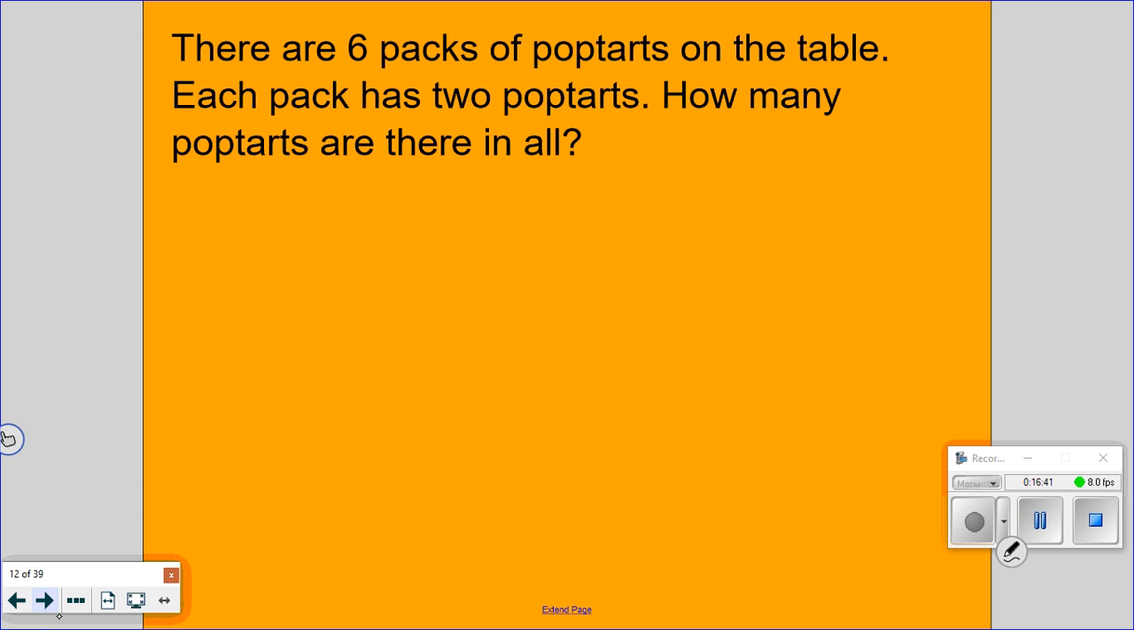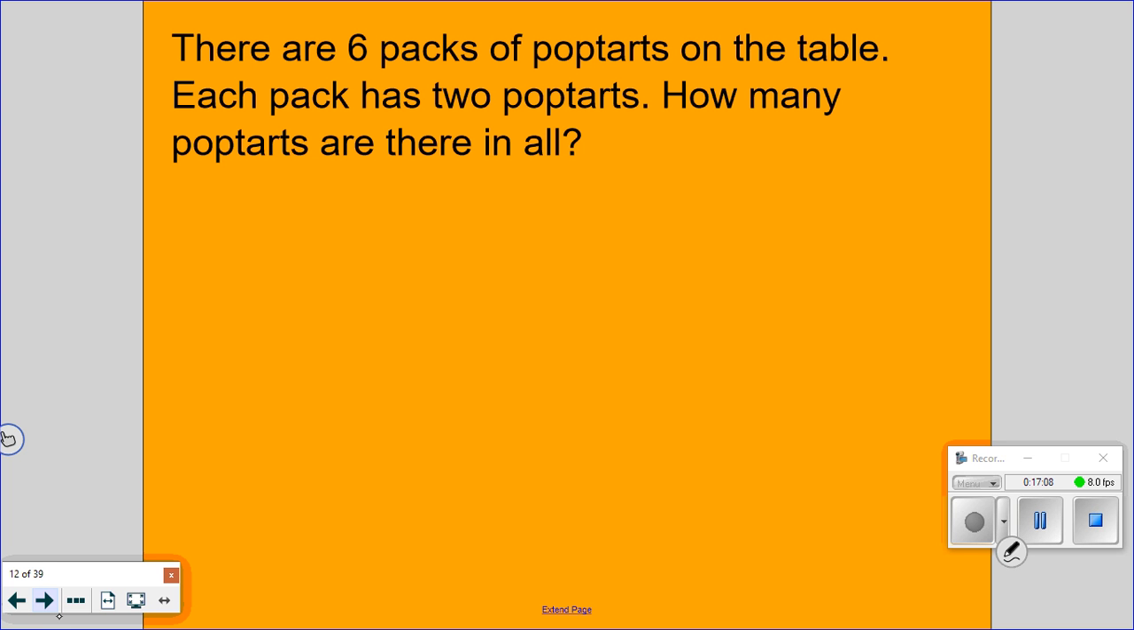There are 6 packs. This is the one I actually just read ahead of time. There are 6 packs of Pop-Tarts on the table. Each pack has 2 Pop-Tarts. How many Pop-Tarts are there in all? Read it one more time to see if you can figure out what you are counting. We're not solving. We're trying to figure out our unit. What are we counting?